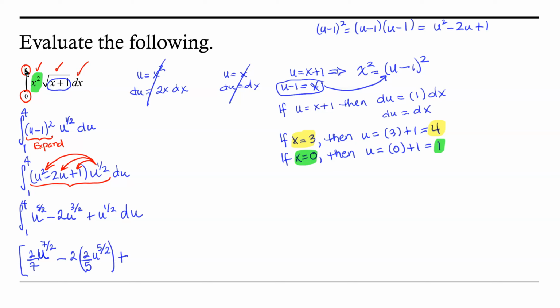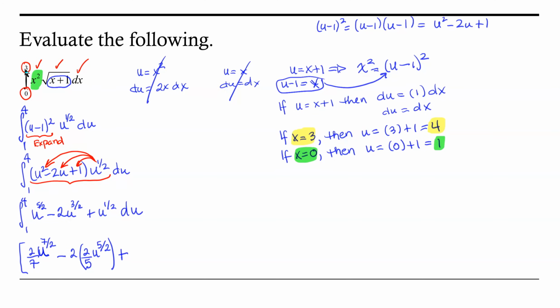plus u to the 1/2. I need to add 1 to that exponent for the antiderivative. 1/2 plus 1 is u to the 3/2. And then for my antiderivative, I need to multiply by 2/3. And then we're going to evaluate that between u equals 1 and u equals 4.